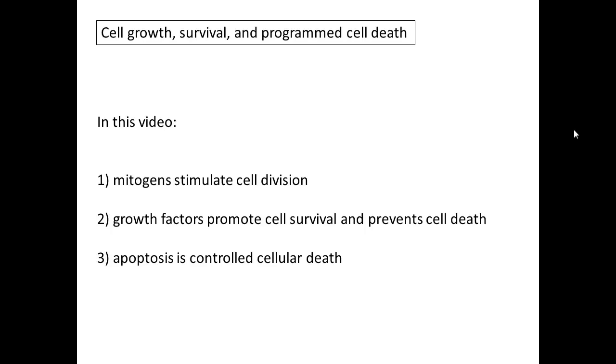I will conclude in this video our discussion of the cell cycle with three topics. We'll talk about how mitogens stimulate cell division. We'll talk about that as being different from growth factors, which promote growth, promote cell survival, and prevent cell death. And then we'll conclude with talking about apoptosis, which is the mechanism which cells use when they decide not to survive, not to grow any longer, but to commit cellular death, which might be part of a developmental program in the formation of organs, or as a result of something having gone wrong.